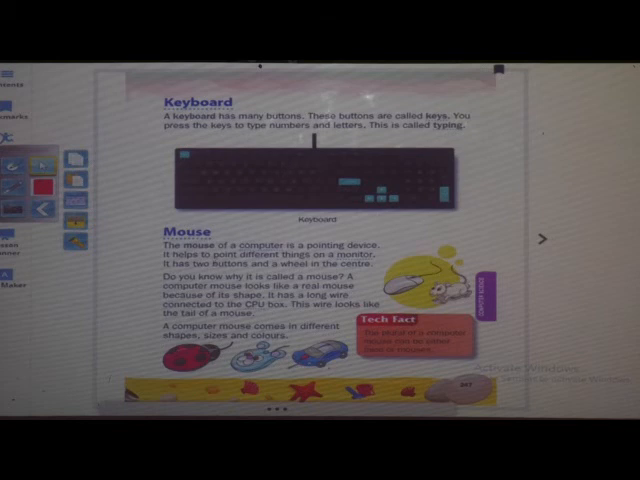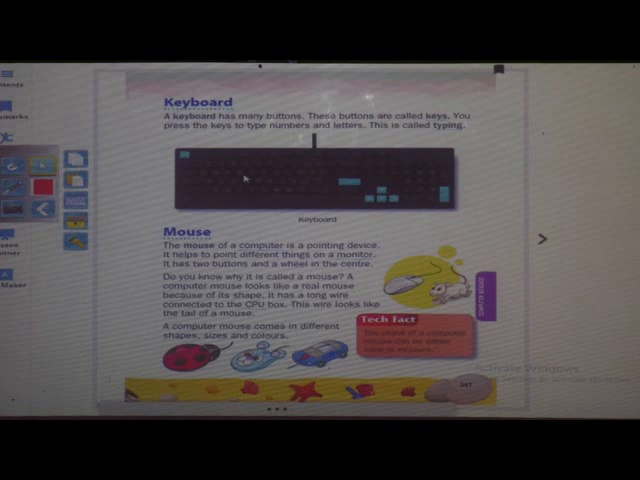Okay, next is the mouse. The mouse of a computer is a pointing device. It helps to point at different things on a monitor. So now students, can you see my mouse? White color, it is moving. See, I am showing you the letters. So it is called a pointing device. And if you see, it has two buttons and a wheel in the center.